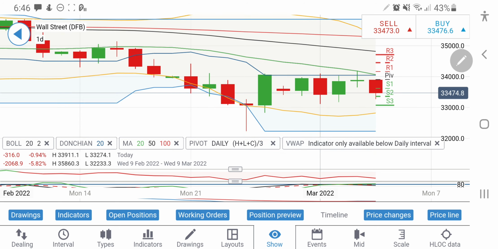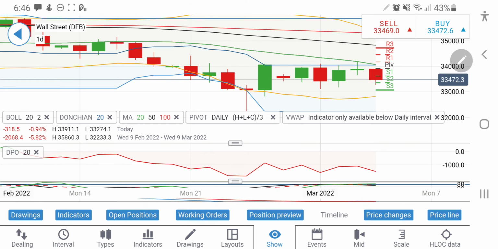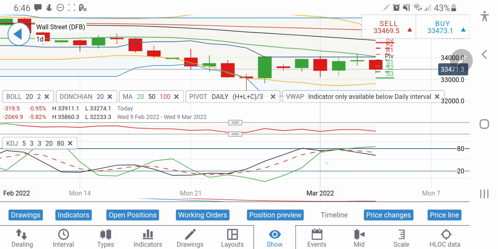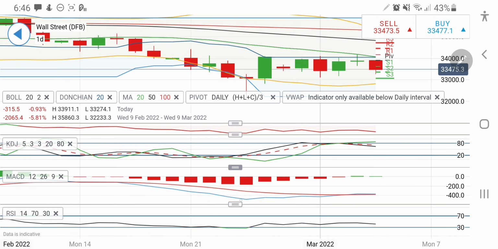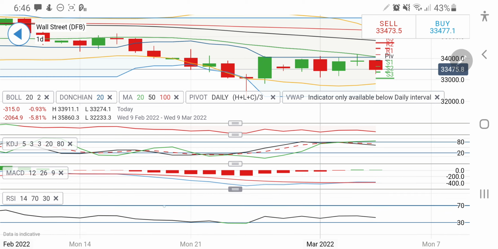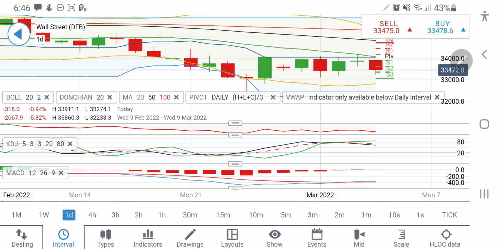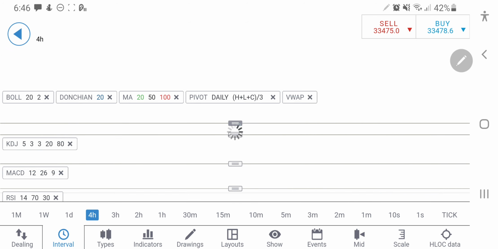33,400 is the level. Below 33,400 we can expect a sharper drop, and this time the drop might take it towards 33,000 levels also. This is also very much possible. Also look at the daily charts. On the daily chart, the stochastic is near overbought levels, and the MACD lines are running parallel, almost hand in hand, not indicating bearishness or bullishness.